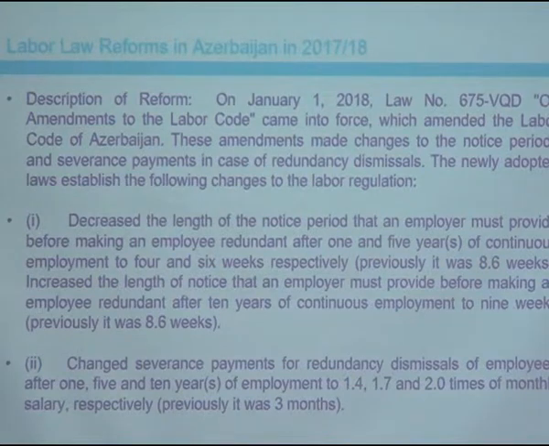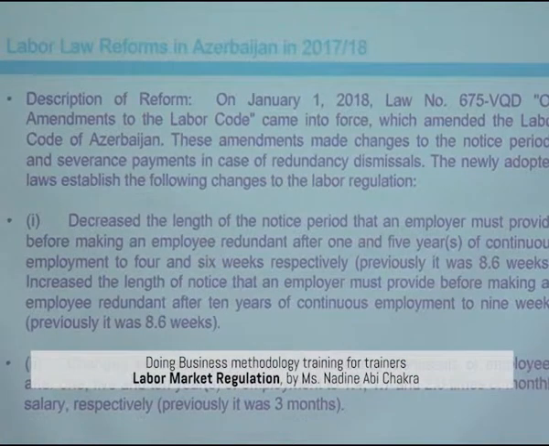It increased the length of notice that an employer must provide before making an employee redundant after 10 years of continuous employment to 9 weeks. It also changed severance payments for redundancy dismissals of employees after 1, 5, and 10 years of employment to 1.4, 1.7, and 2 times of monthly salary, respectively.